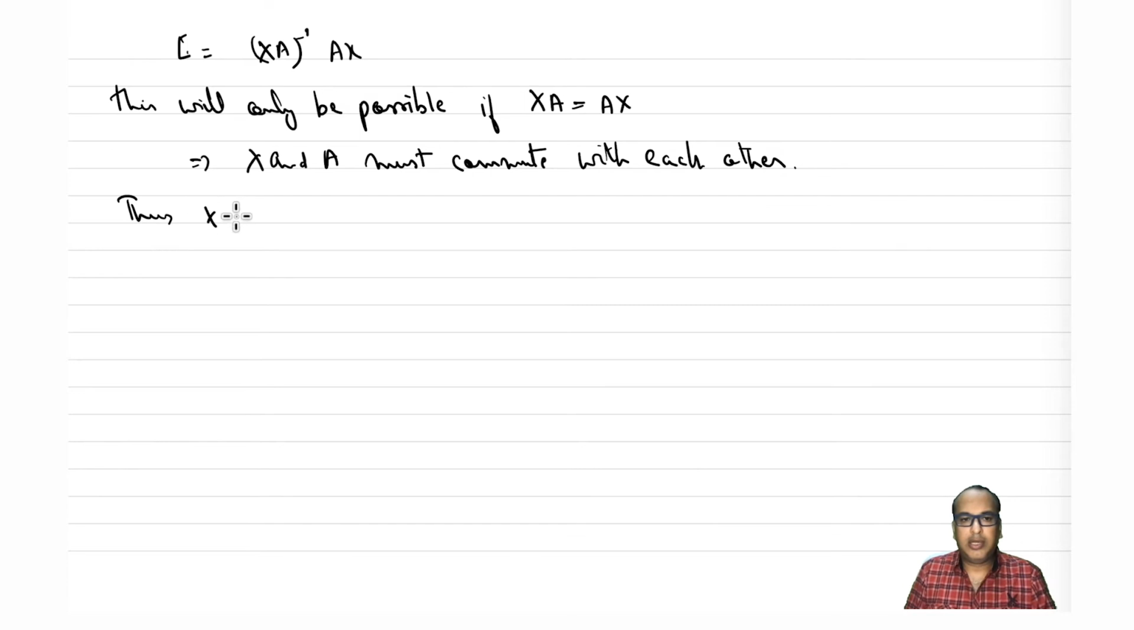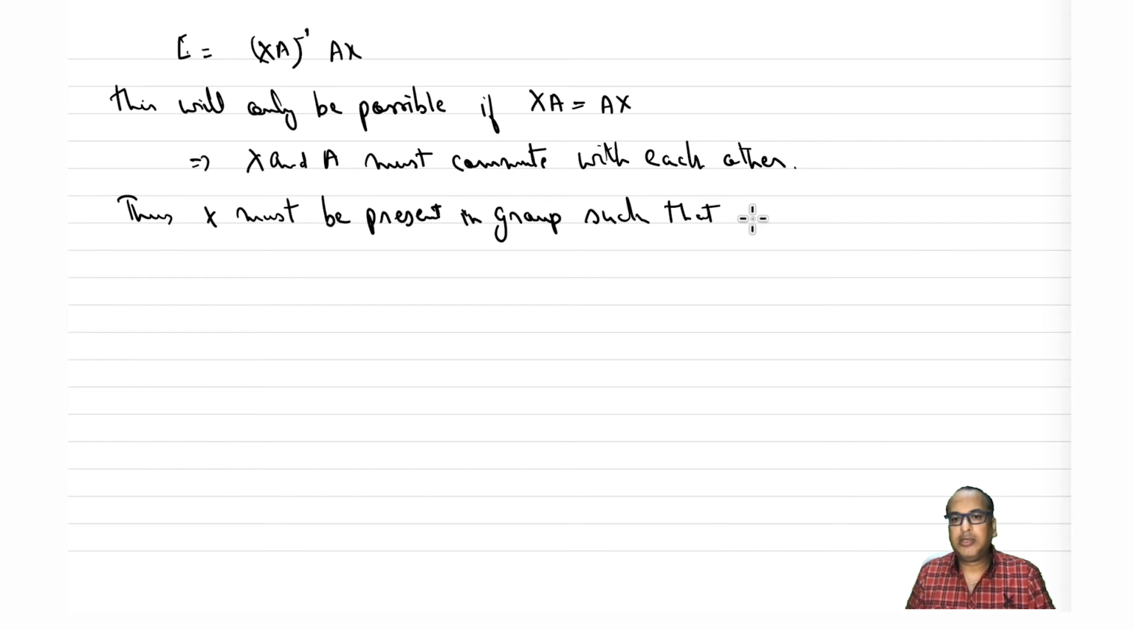Thus, X must be present in the group such that XA equals AX. We know that there is always an element E which commutes with all the elements. So there is definitely an element E present which commutes with all the elements, and thus we can say that A is conjugate to itself.